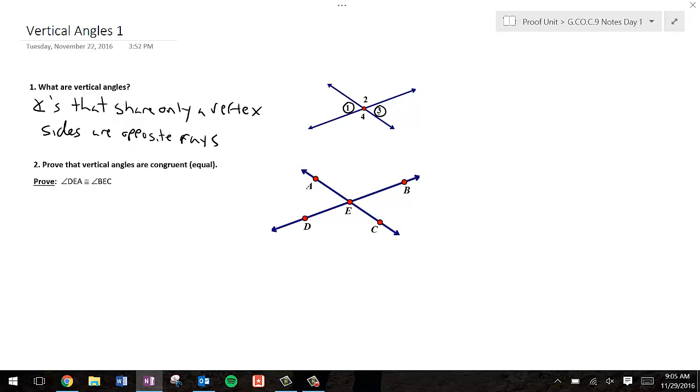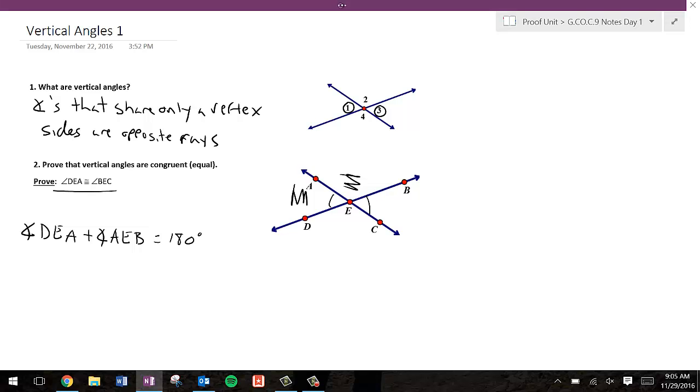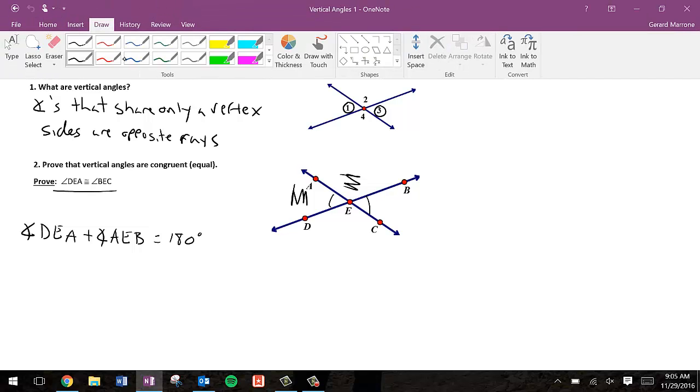In order to do that, let's take a look at our picture that they gave us here. And they want us to prove that DEA, this angle in here, is congruent to angle BEC. In order to do that, let's think of something else we already know, which are supplementary angles, two angles that create a 180-degree angle. Well, I've got supplementary angles here and here. I can say that angle DEA and angle AEB together equal 180 degrees. Okay, so that's one thing I automatically can say.